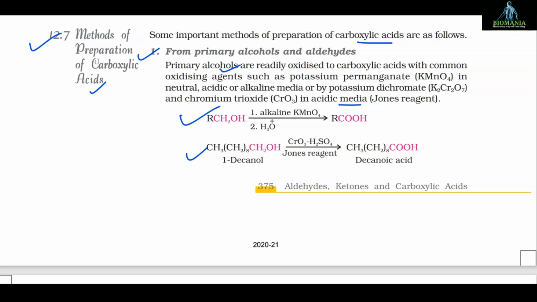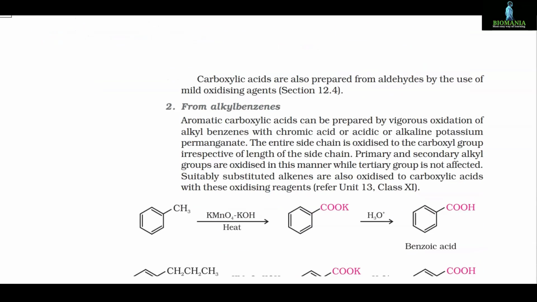RCH2OH in the presence of alkaline KMnO4 forms RCOOH, and CH3(CH2)8CH2OH, that is 1-decanol, in the presence of Jones reagent forms CH3(CH2)8COOH, decanoic acid. Carboxylic acids are also prepared from aldehydes by the use of mild oxidizing agents.